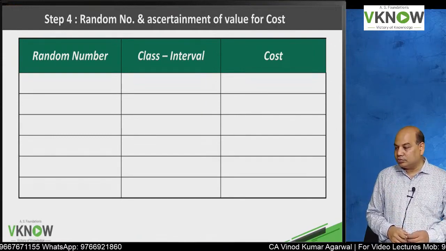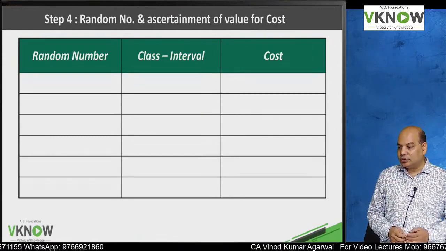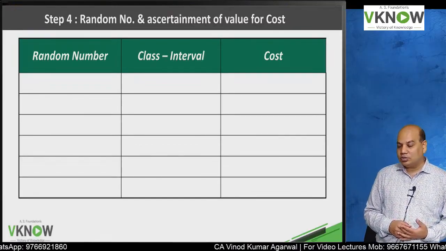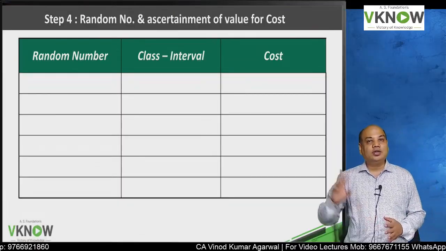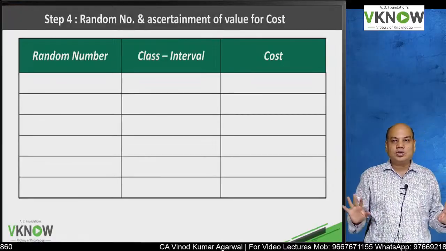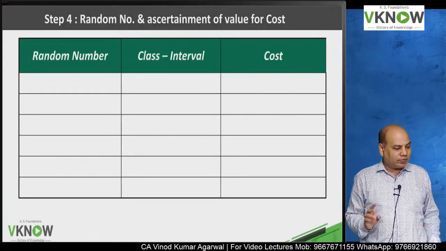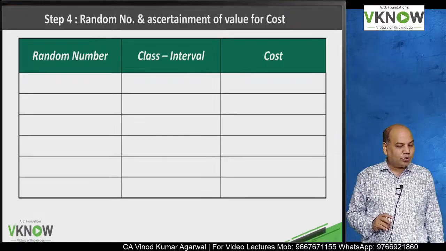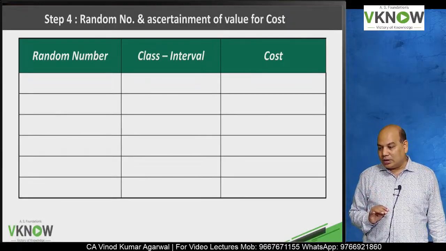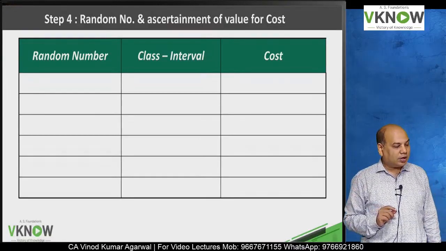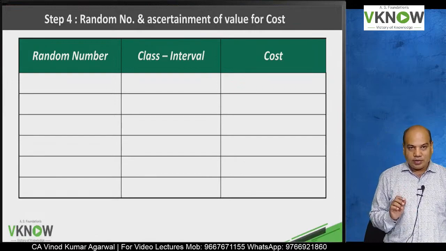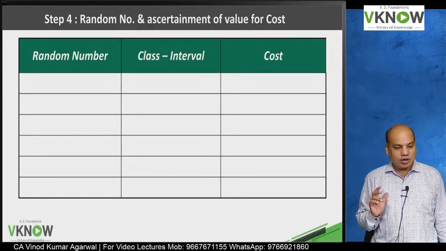Step number 4, write nicely in good handwriting. You should be able to read your own notebook, and the institute should be able to read your answer sheet. If these two purposes are satisfied, any handwriting is okay. So write down random number and ascertainment of value of cost. 3 columns again: random number, class interval and cost.